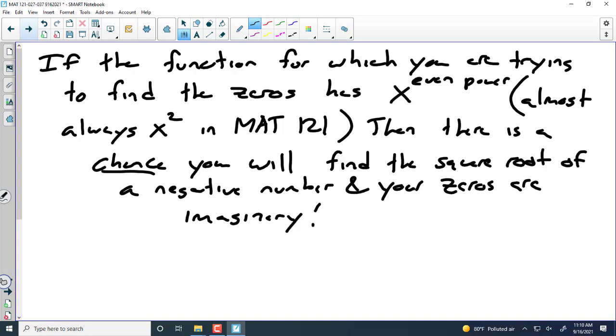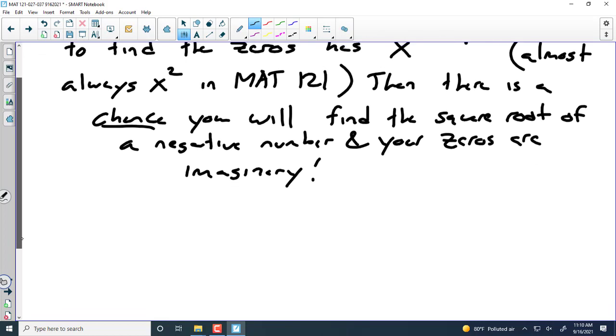If the function for which you are trying to find the zeros, which is going to be a very common question in this chapter, find the zeros. Find the numbers that you plug into this equation to get a result of 0. If the function has x to an even power, that will almost always be an x squared in this class, but technically it could happen with any even power, then there is a chance you will find the square root of a negative number during the course of that problem. One of the steps might involve a negative number, which you take the square root of, and then your zeros are going to be imaginary. All right.